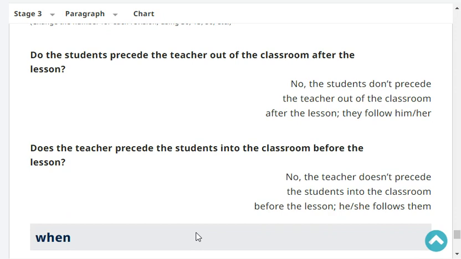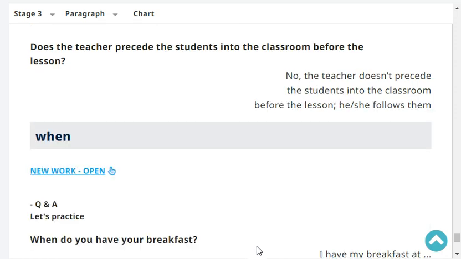No, the teacher doesn't precede the students into the classroom before the lesson. He follows them. Very good. And that's the end of our revision. Let's have new words. Okay, so let's start.